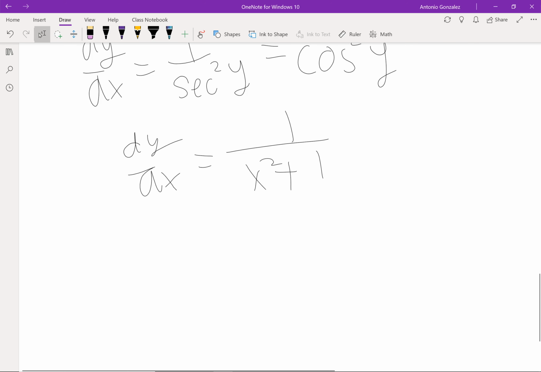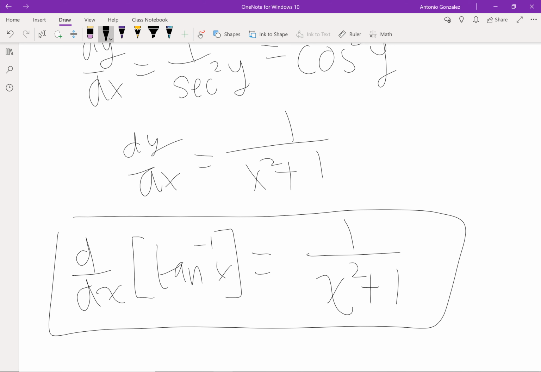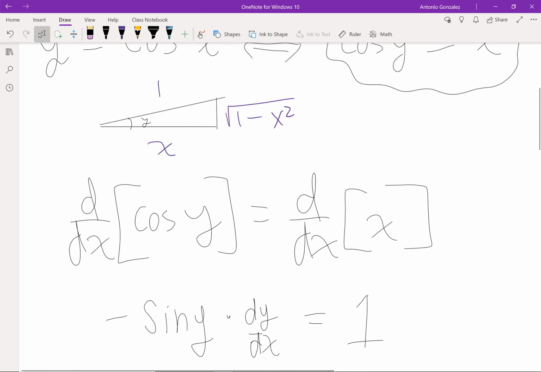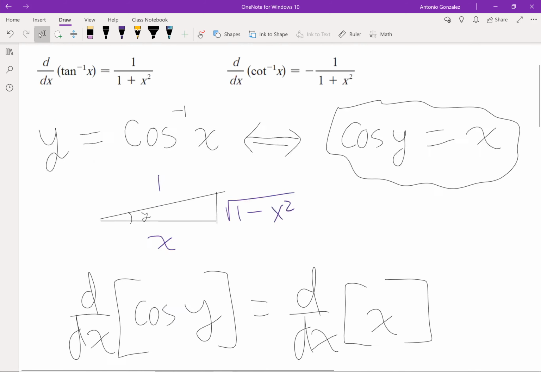So now we have d dx of tangent inverse is equal to 1 over x squared plus 1. All right. And then you can see how these formulas are derived. Okay, so now that we've looked at 2 of the derivations, let's actually use these formulas to do some examples here.